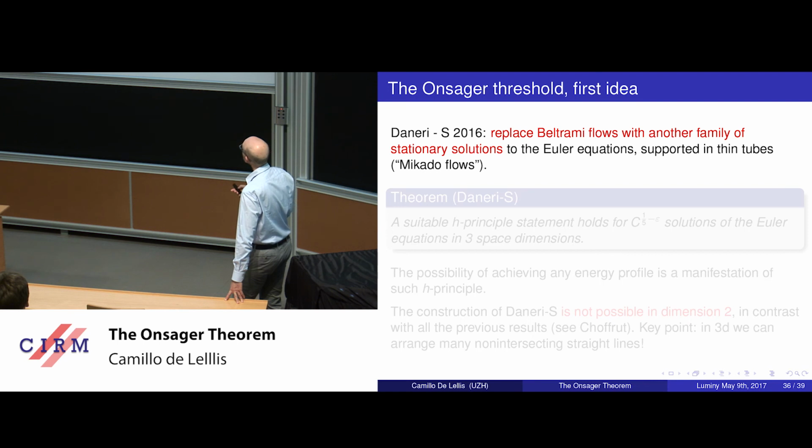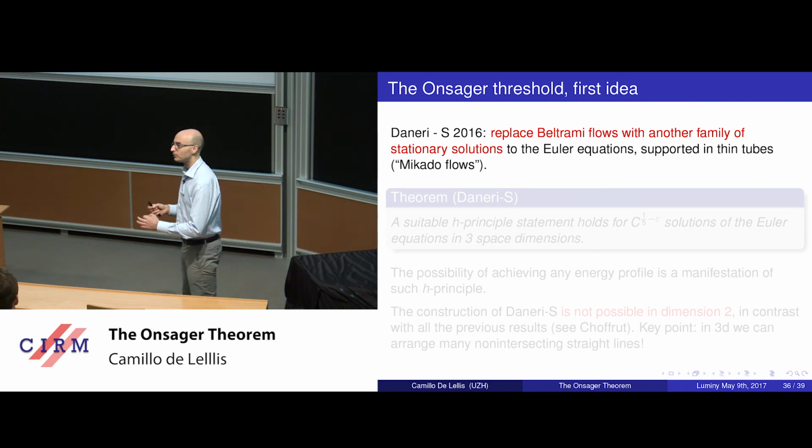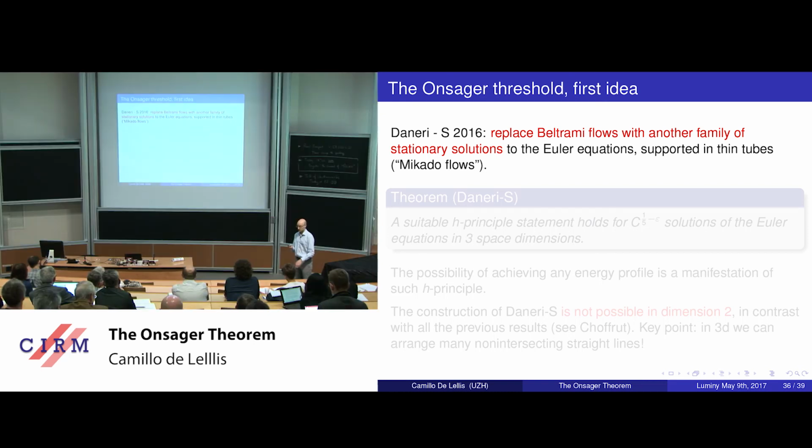theorem. It's building, of course, on the previous methods, but it's building on two important ideas which actually appeared in 2016. So first of all, Daneri and László replaced the local perturbations, so the local oscillations, by a different set of stationary solutions of the Euler equations. So they replaced Beltrami flow with another family of solutions of the Euler equations. They're supported in thin tubes. They call them Mikado flows.